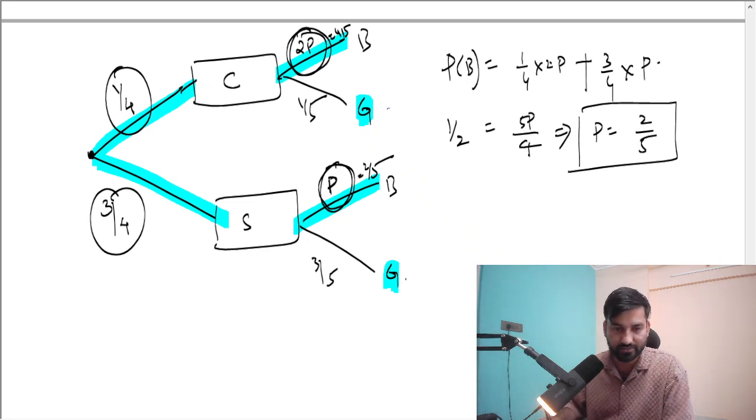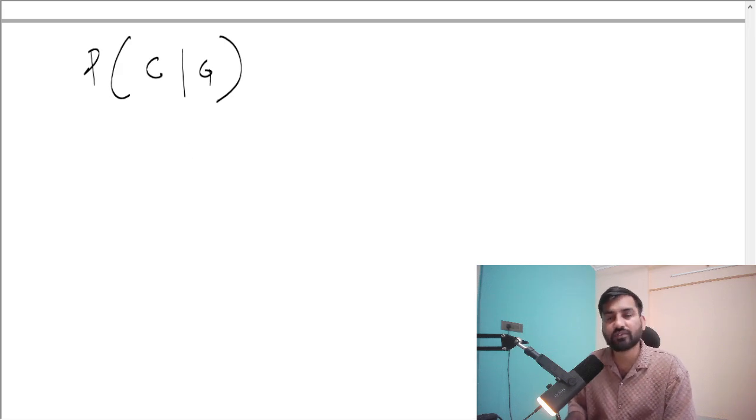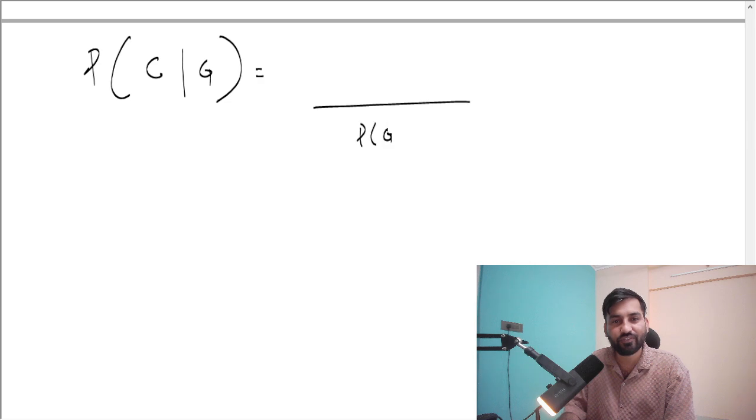I'm just going to write this, okay? So you have to find that given that whatever you have selected is a girl, but she studies commerce, okay? What is this? How to find this? You know that the denominator is going to be probability of G, but there is no need to write any formula. Let me say that. I'm just going to erase these things. Okay. I'm just going to show you how to write directly.